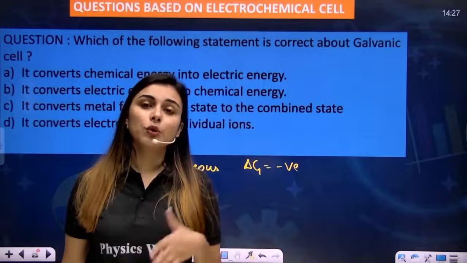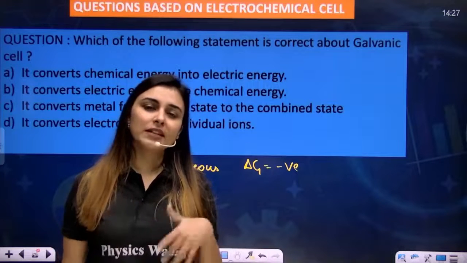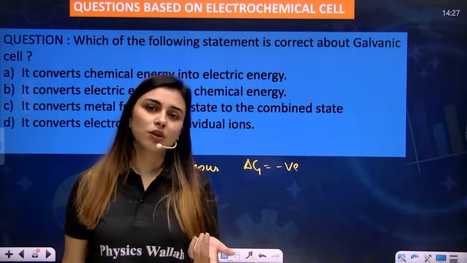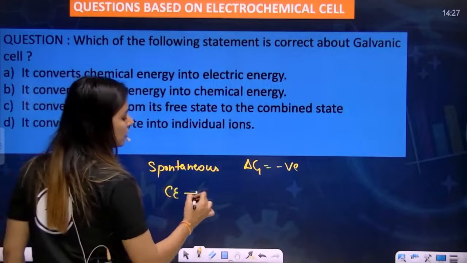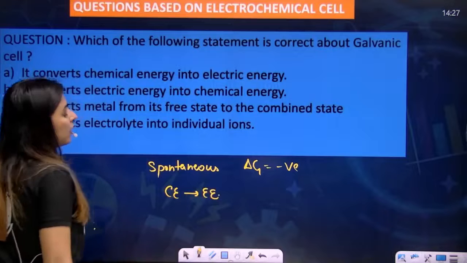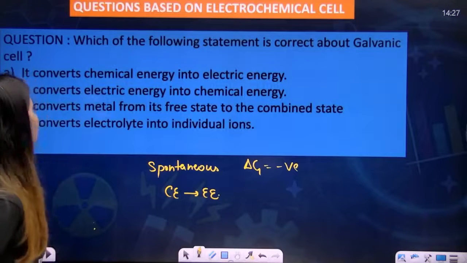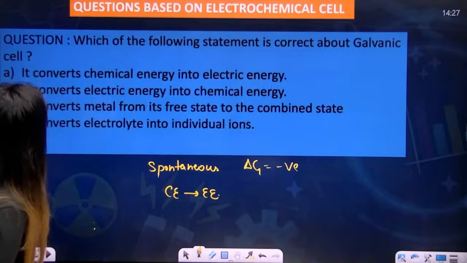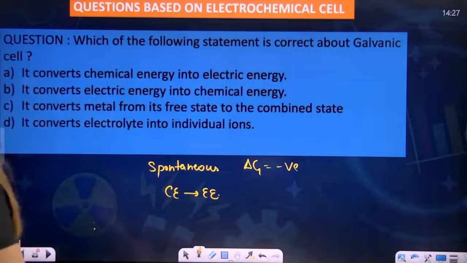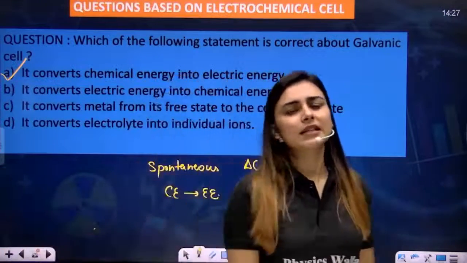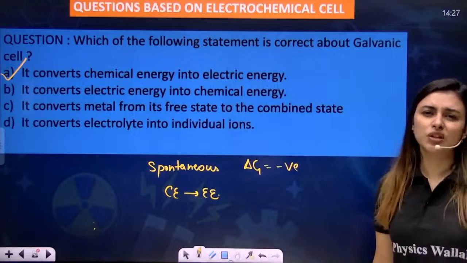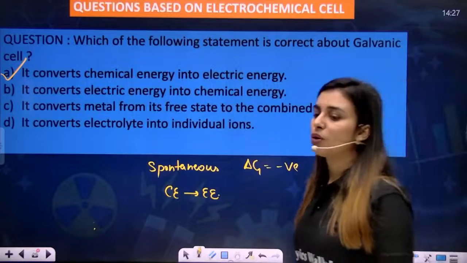Whenever I talk about spontaneous, I'm actually using my phone. That is the charging process and discharging process, and during the discharging process, your chemical energy is getting converted into the electrical energy of the phone. So a galvanic cell converts chemical energy into electrical energy. So option A will be your correct answer. See, such an easy question, right? Let's move forward to the next question.